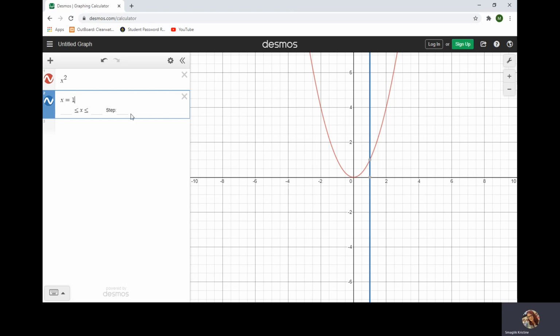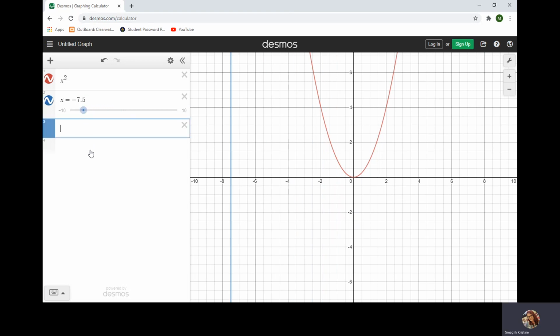I can move this vertical line anywhere through the graph, and notice how it is only intersecting that graph at one y value at a time. This is a function. Now let's put on here what we already did in example 2a. We found the inverse of f of x equals x squared is plus or minus the square root of x.